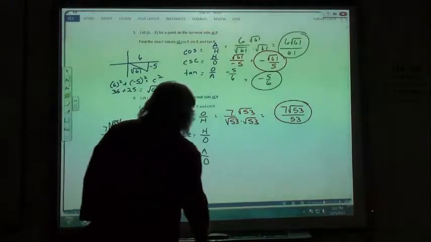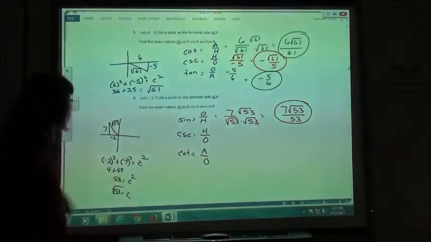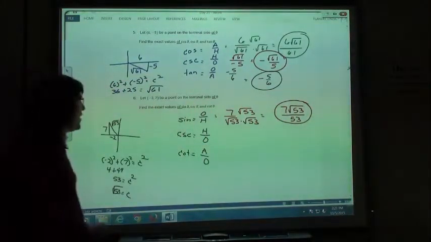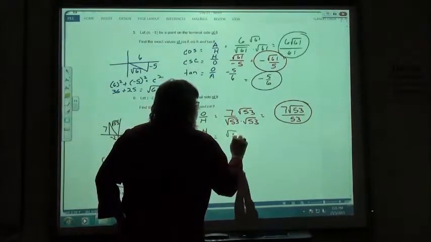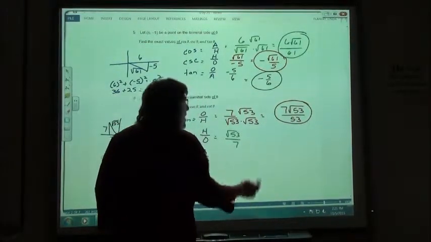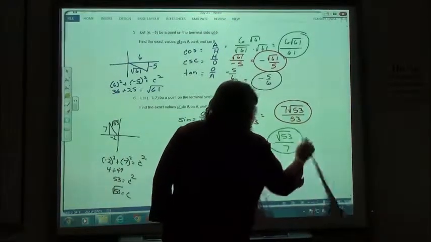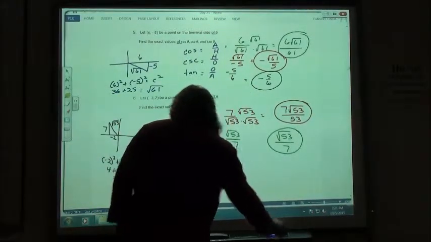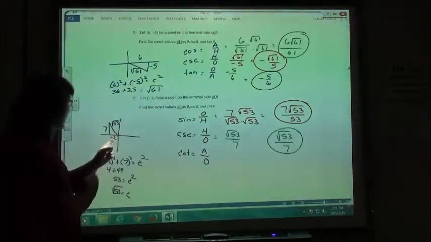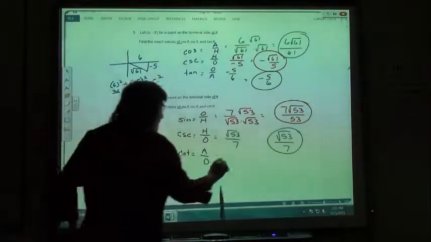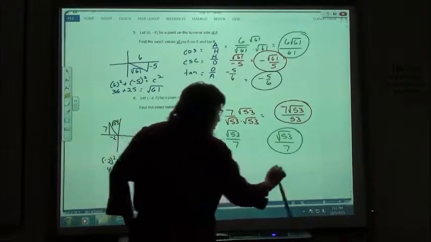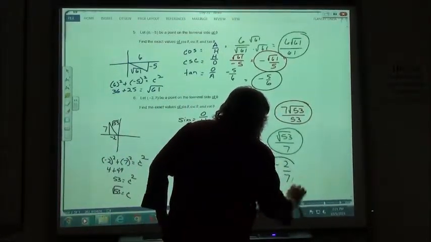Cosecant, we are going to do the hypotenuse, which is the square root of 53, over the opposite, 7. So square root of 53 over 7. Not much we can do with that one. That's just going to be my answer then. And then the cotangent, I'm going to do the adjacent over the opposite. So negative 2 over 7, so negative 2 sevenths.